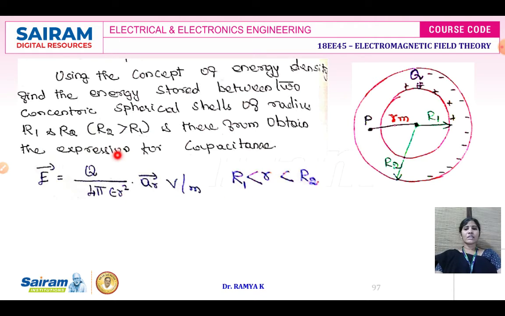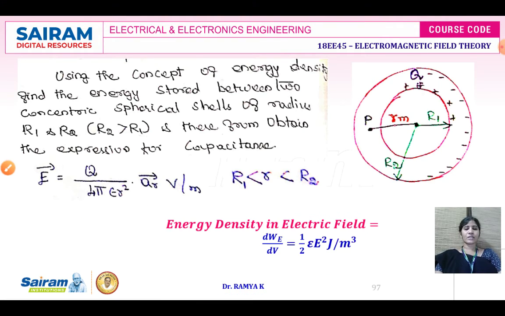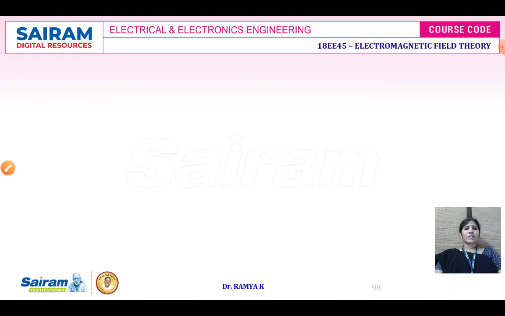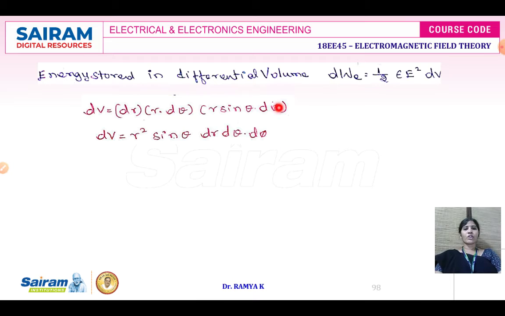We can write E is equal to Q divided by 4 pi epsilon R square, in the direction of the unit vector aR. It is your electric field intensity, because the concept of energy stored is half epsilon E square. The value of E is going to be Q divided by 4 pi epsilon into R square, and epsilon is going to be constant. From this, it is possible for us to substitute. We know the energy is half epsilon E square into dV, where dV is nothing but the differential volume element.